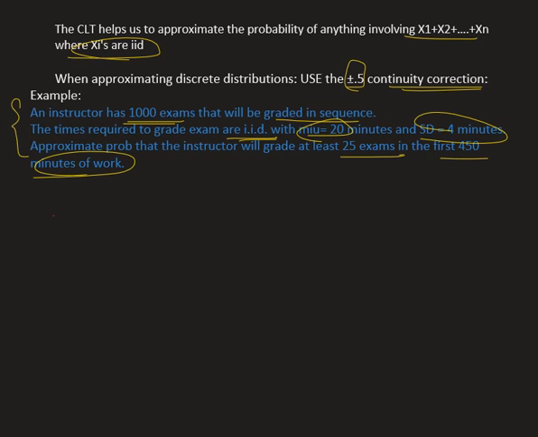I repeat: an instructor has 1000 exams that will be graded in sequence, and the times required to grade exams are IID random variables with mean 20 minutes and standard deviation 4 minutes. Now, approximate the probability that the instructor will grade at least 25 exams in the first 450 minutes of work. So, let's start the solution.